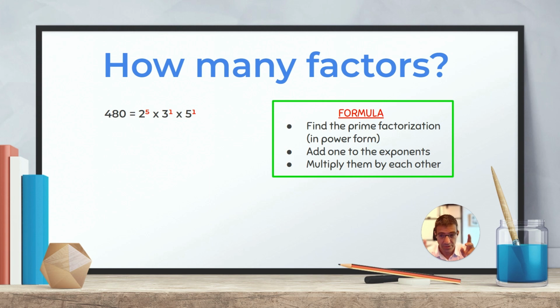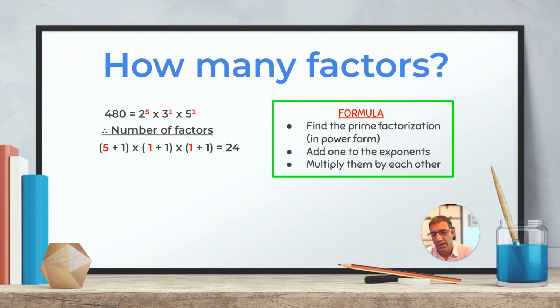So these are the exponents, the powers. And we're going to multiply those numbers by each other. This will give us the number of factors of 480. So finding the number of factors, 5 plus 1 times 1 plus 1 times 1 plus 1. If you're not familiar with this formula, practice it a little bit. Take some numbers, break them down into prime factors using factor trees until you're very comfortable finding the powers, adding 1, and finding the number of factors of a given number. So in this case, we have 24 factors.